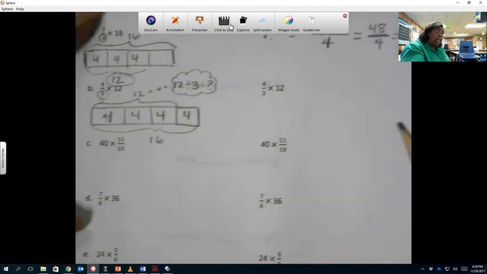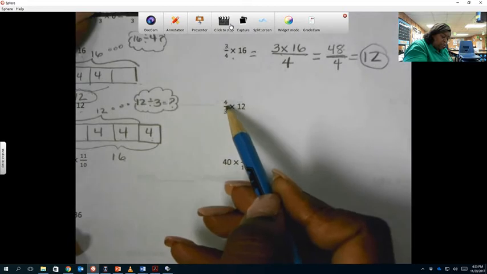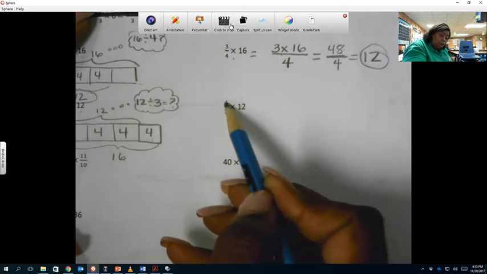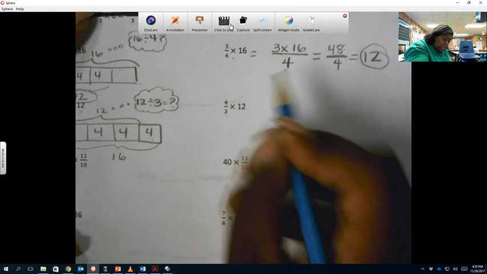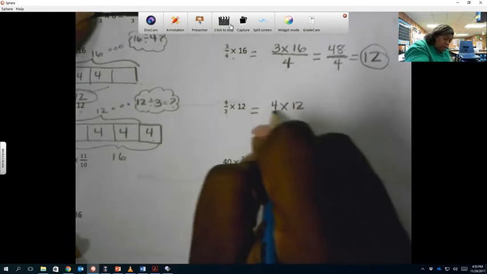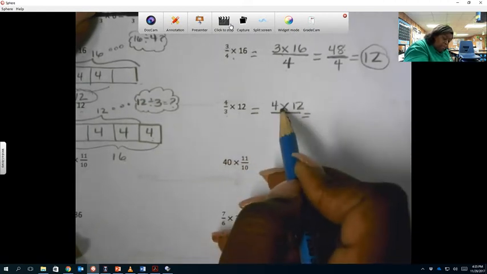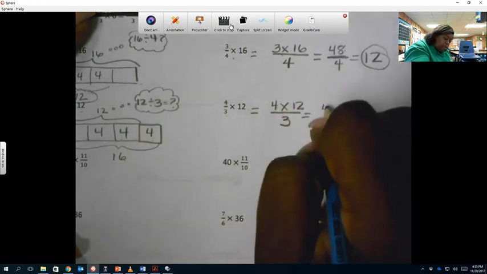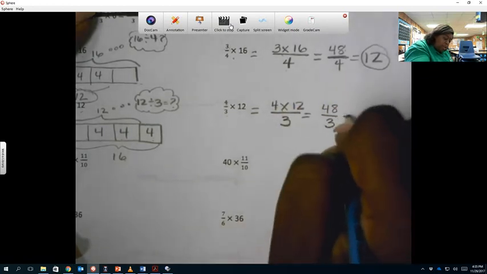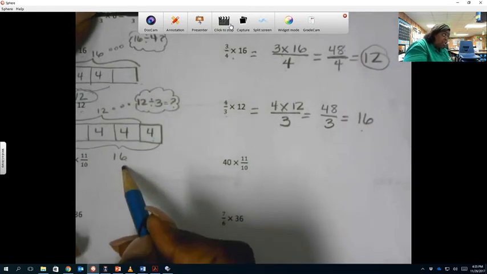Okay, let's do it the algorithm way. Again, what's repeating when I do 4/3 12 times? Only the 4. The 3 will stay the same. So I'm going to rewrite this as 4 times 12 over 3. I'm going to simplify my numerator, 4 times 12, which is 48 over 3. And then read this as a division problem. 48 divided by 3 is 16, which is the same.